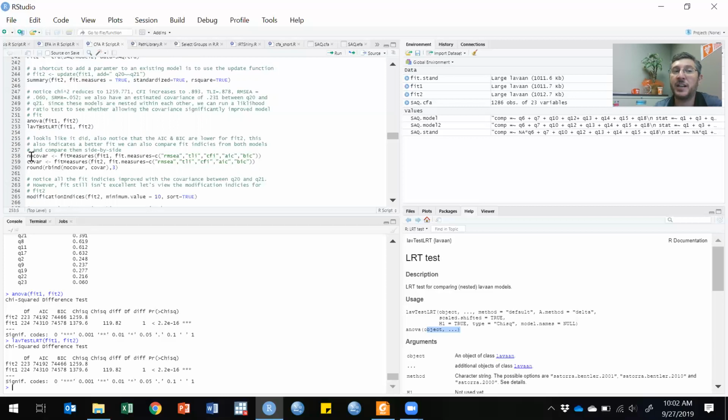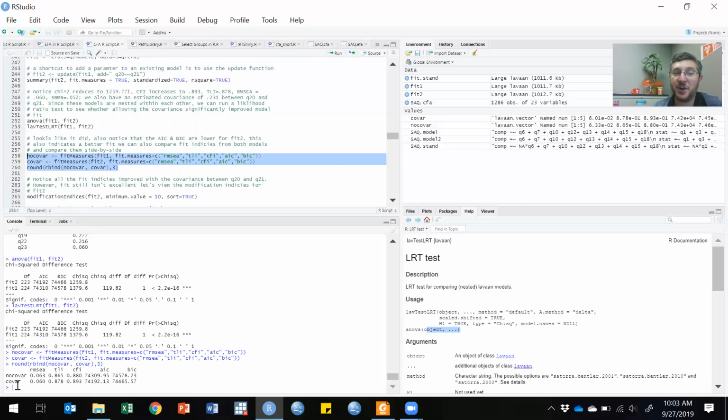So here fit 1 was with no covariation. In fit 2, there was a covariation between question 20 and 21. We can run this syntax, and we can see the model with the covariation had a smaller root mean square error of approximation. The TLI was increased, the CFI was increased, the AIC and the BIC both decreased. So it all indicates that our second model fit the data better. It fit the data better, but it still wasn't great fit, right? The fit was improved, but it's still not excellent.